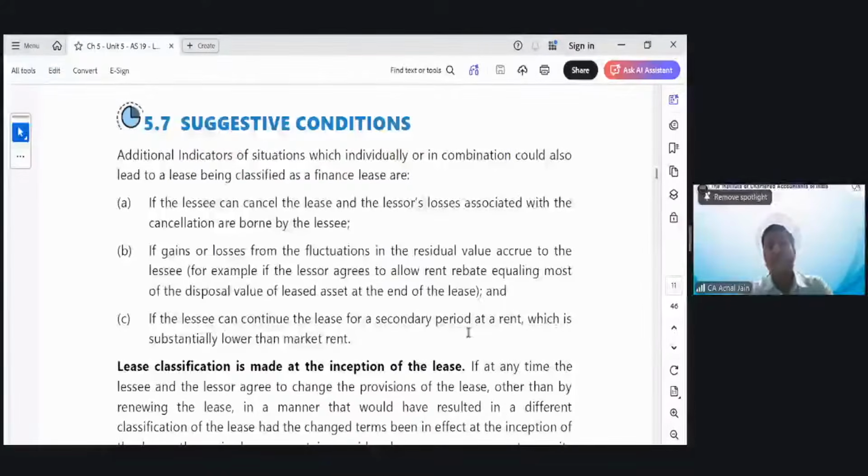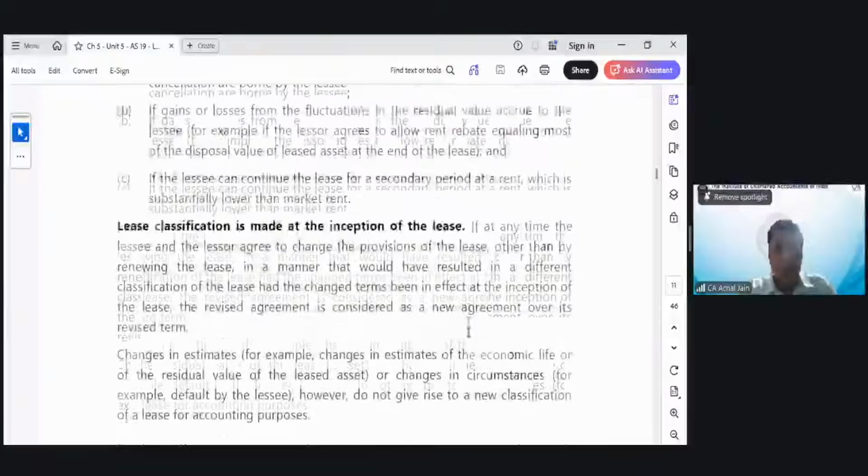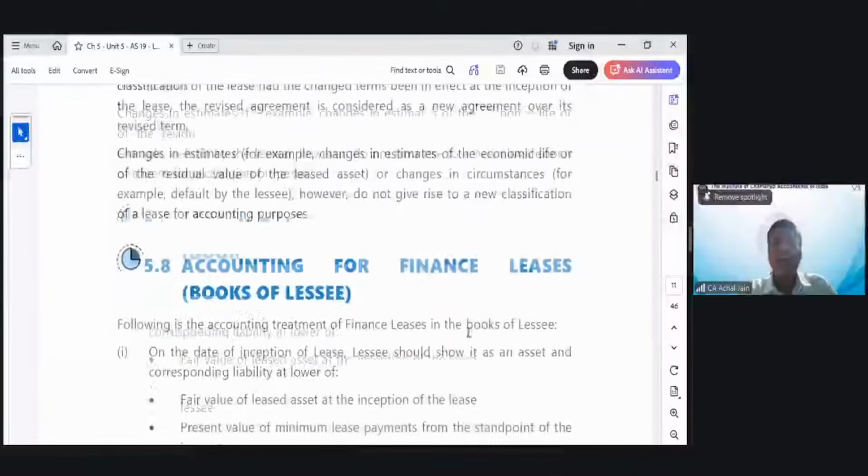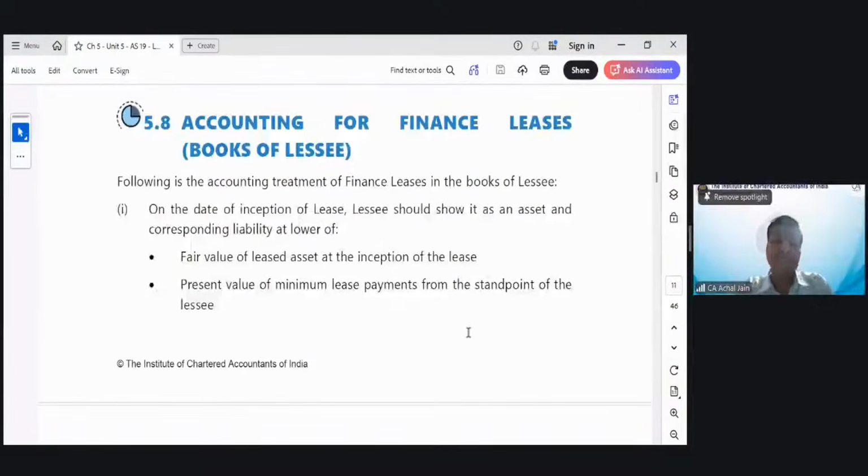See, for your purposes in the exam, you will not go beyond these indicators. So don't worry about it. You will not have a situation wherein the indicator is something beyond what we just covered. So you will be limited within these indicators only, but you need to remember the underlying concept. What is the underlying concept? Substantially all the risk and reward should get transferred. In most of the cases, you will have this information in the question itself. Clear? Everyone?